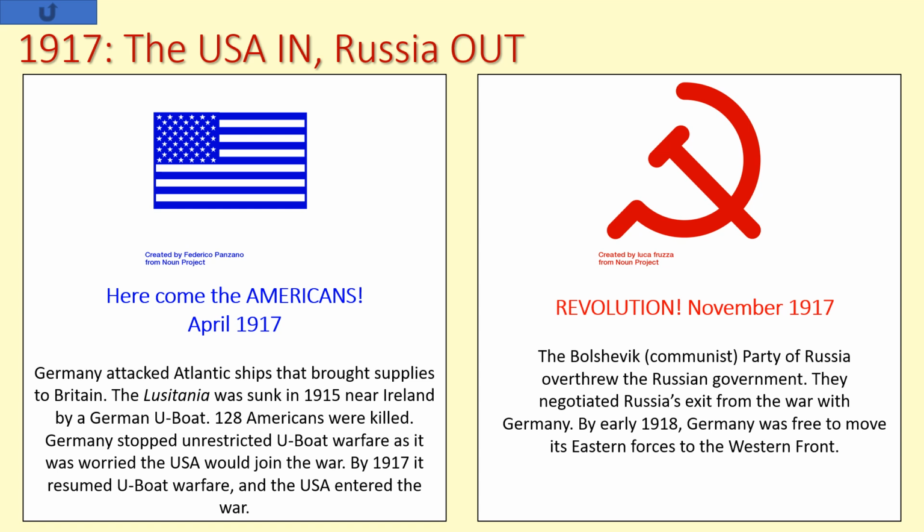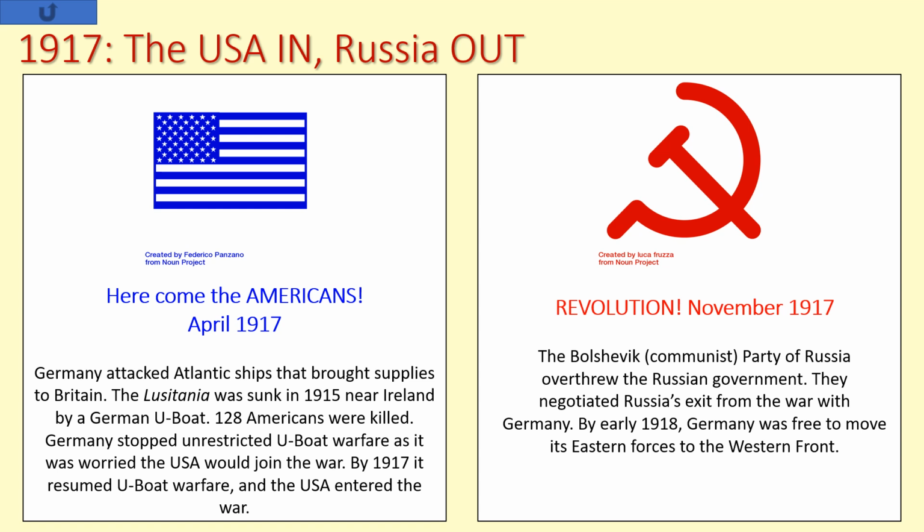In the same year, there's a revolution that rocks Russia. The November Revolution of 1917, which by the way is also known as the October Revolution. This is because Russia used a different calendar to the rest of Europe at the time. But this revolution saw the communists seize power within Russia.